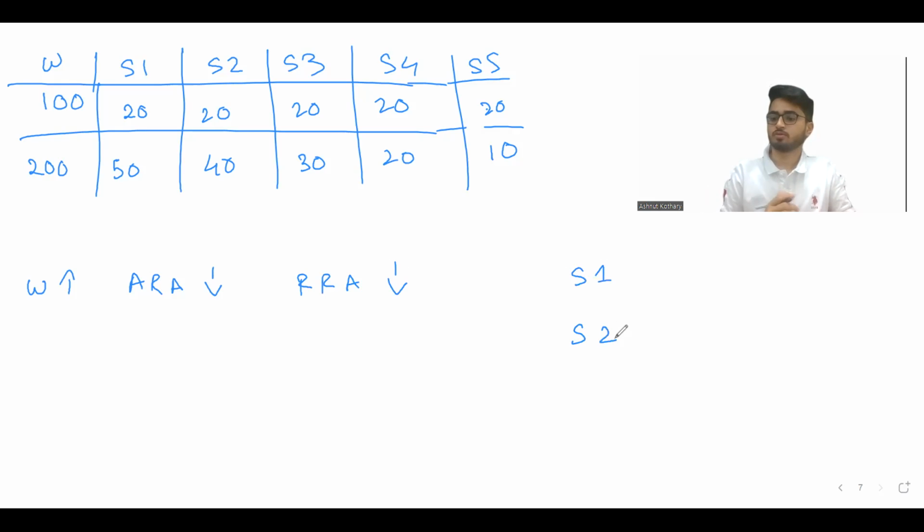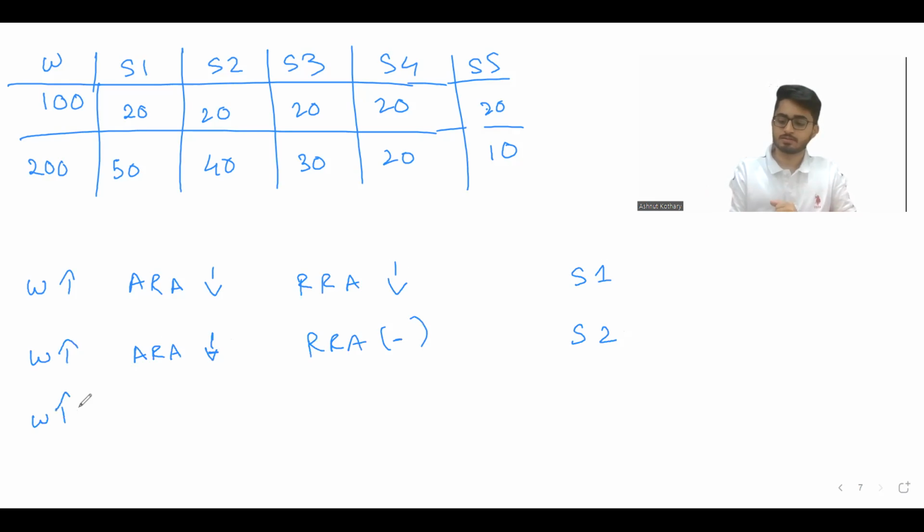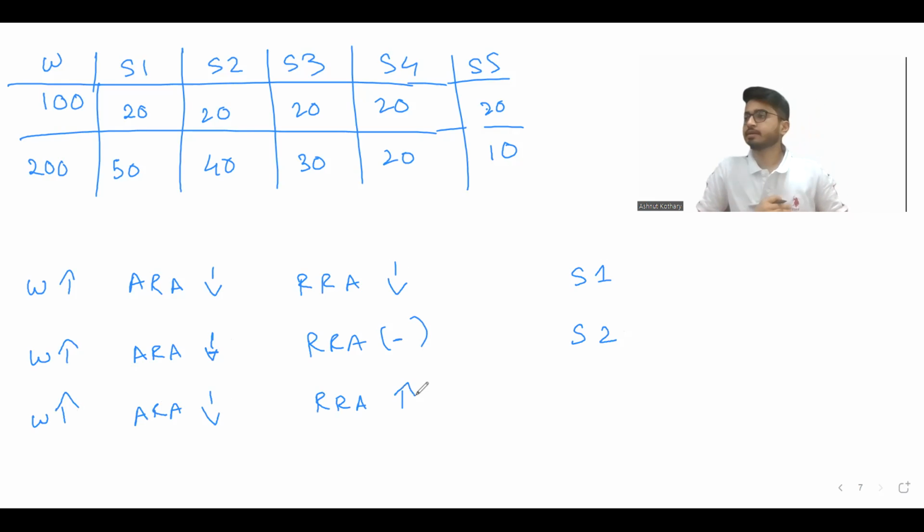Let's take a look at scenario 2. As wealth increases, what happens to ARA? ARA decreases. RRA remains the same. Third case, as wealth increases, ARA decreases and RRA increases. So what I'm trying to tell you is, if ARA is decreasing, RRA can either increase, decrease or remain the same. We cannot say, it depends. Next we'll see from the utility function, if ARA is decreasing, we cannot comment about RRA. We'll come to the mathematical form.